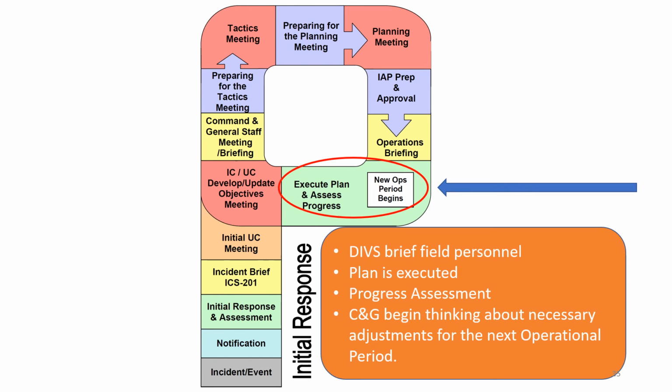Execute plan and assess progress. This is the beginning of the new operational period. Divisions respond to the pre-identified locations and receive the briefing from the supervisors based on the ICS 204 assignments. As the field operations begin, so does the monitoring of the progress and the course adjustment planning for the next operational period.